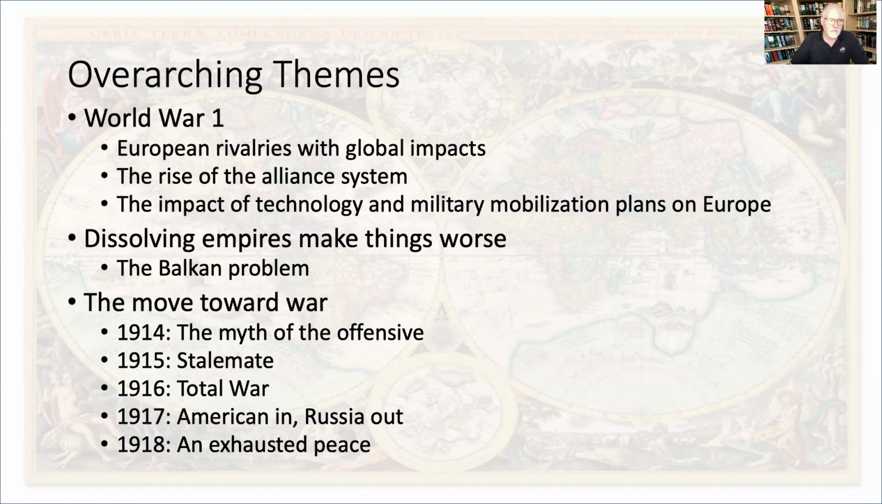So, as we left the last video, of course, we had the race to build the empires, the spheres of influence that Europe had broken itself into, basically two great alliances. And of course, we now have the impact of technology and military mobilization plans on Europe. So European rivalries with global impacts, the rise of the alliance system. I think people underestimate the impact of technology and military mobilization on the coming of the First World War.